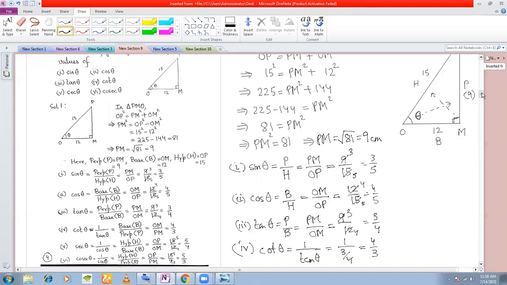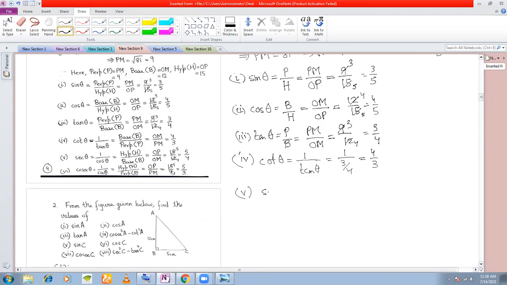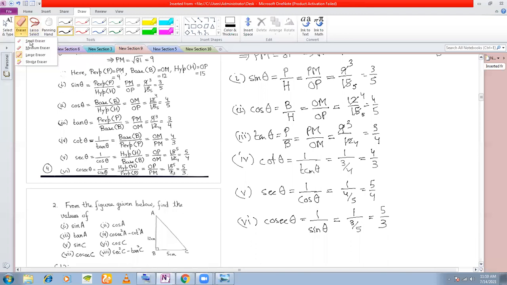Next question here is you have to find out sec theta. The sec theta, you know, is 1 by cos. 1 by 4 by 5, which is 5 by 4. And finally, you have cosec theta, which is the reciprocal of sine. 1 by 3 by 5, which is 5 by 3. That's it. That finishes the first question. So this was a relatively easy question. Let us move on to the next question.